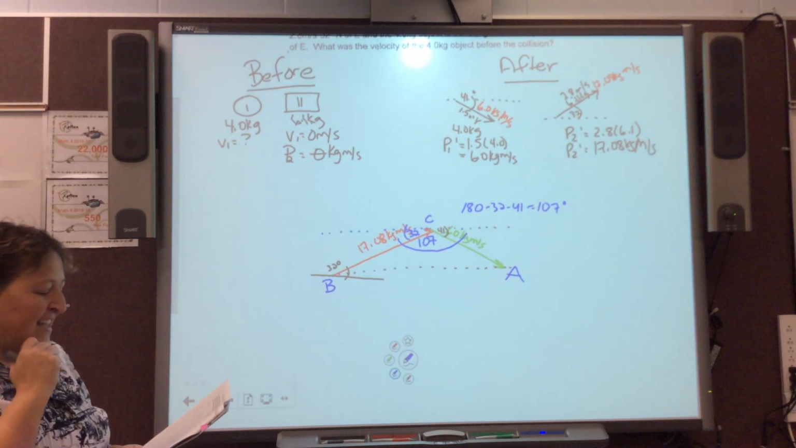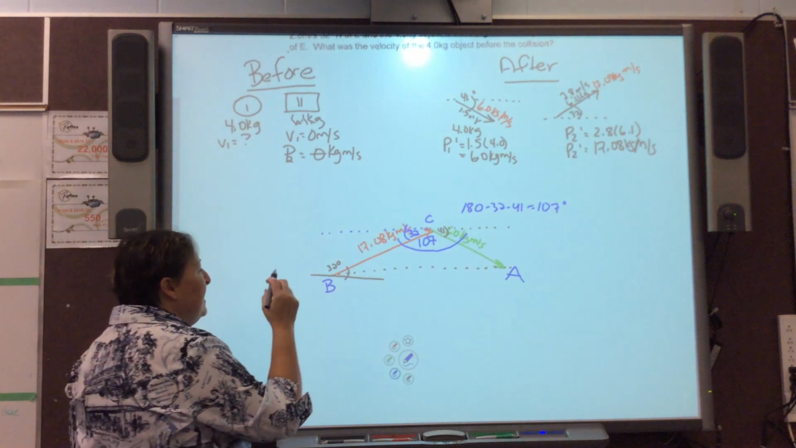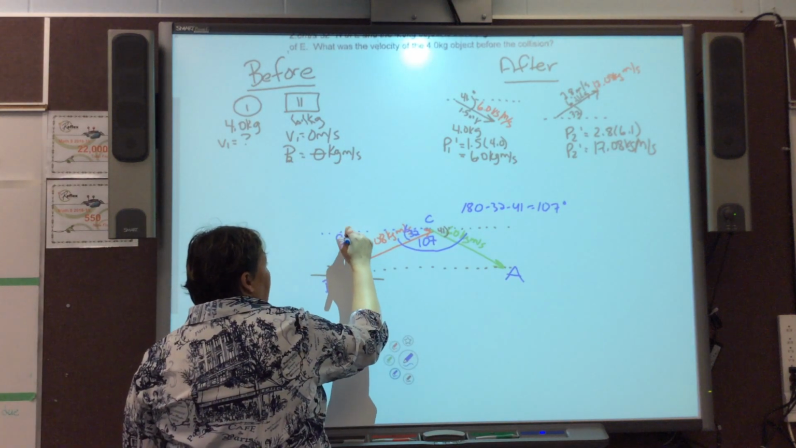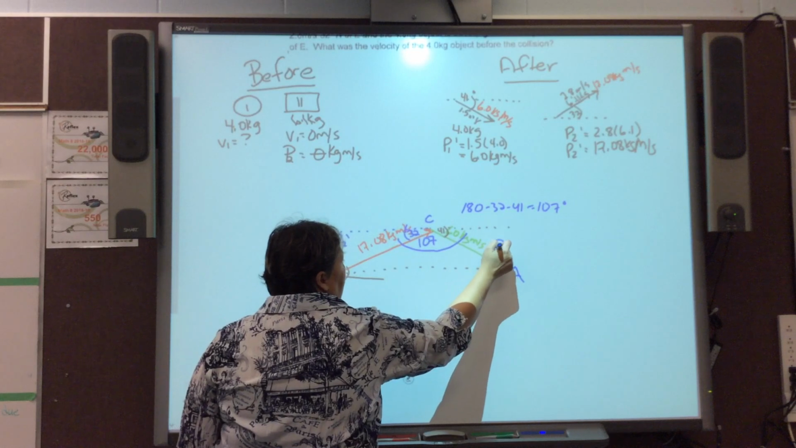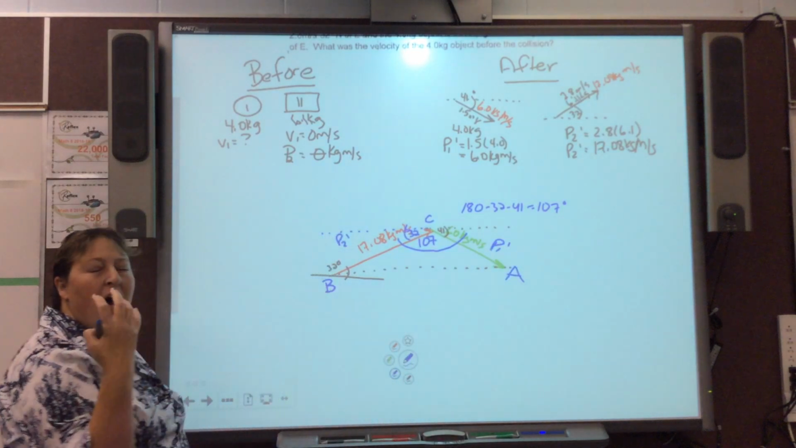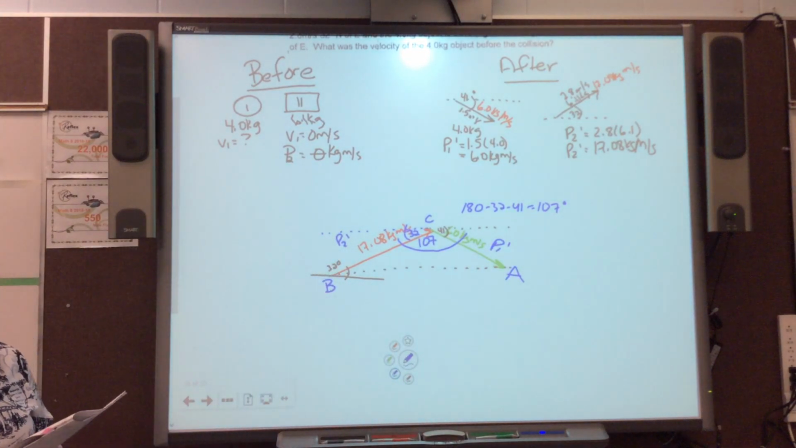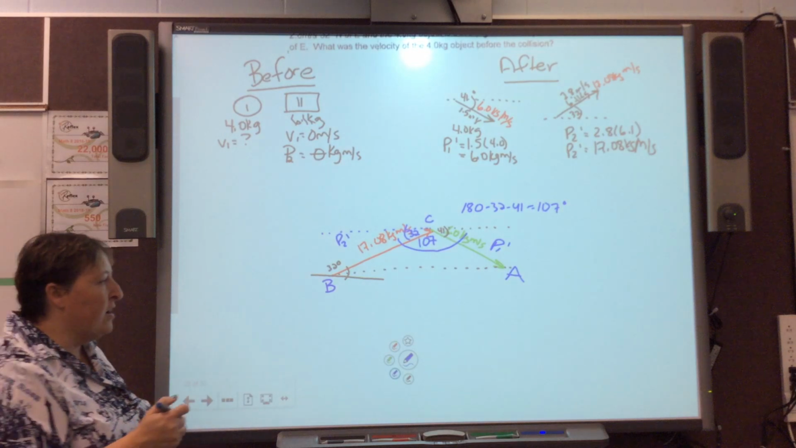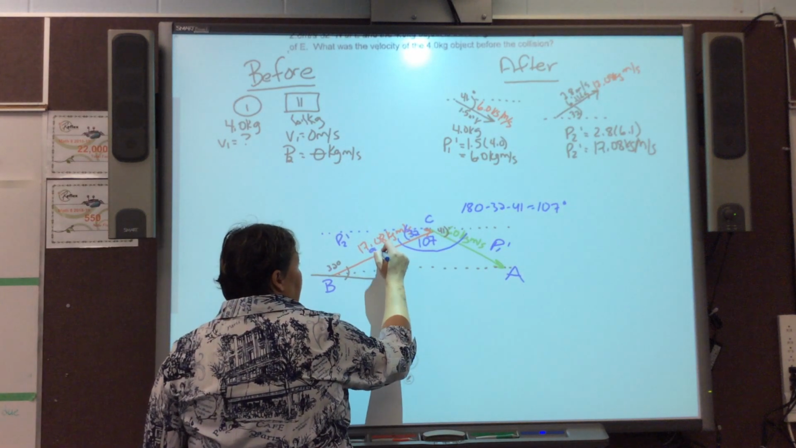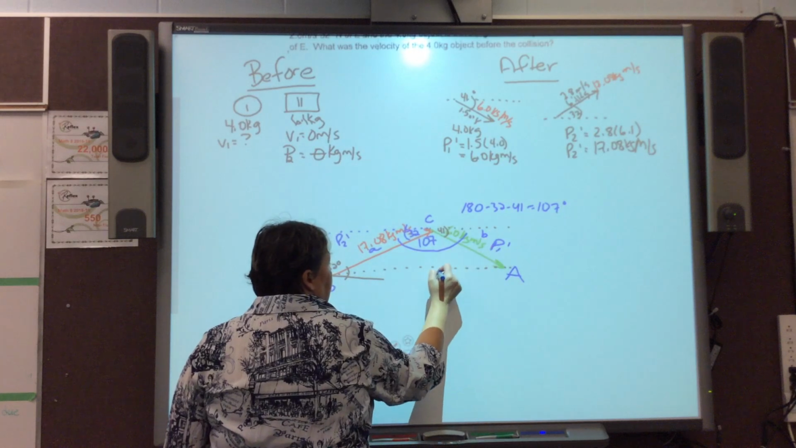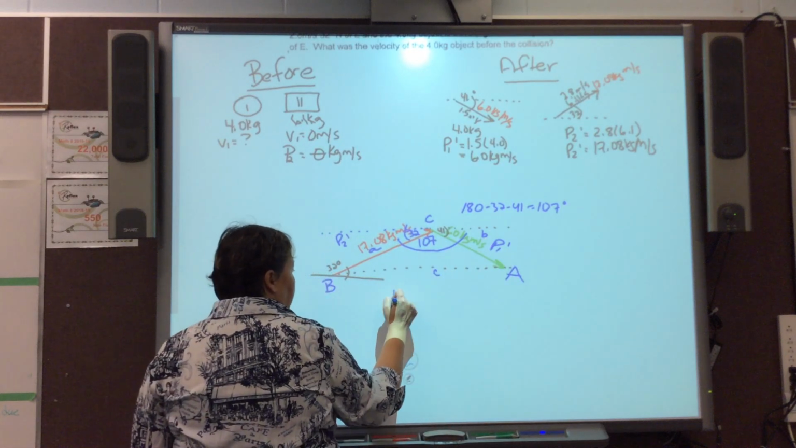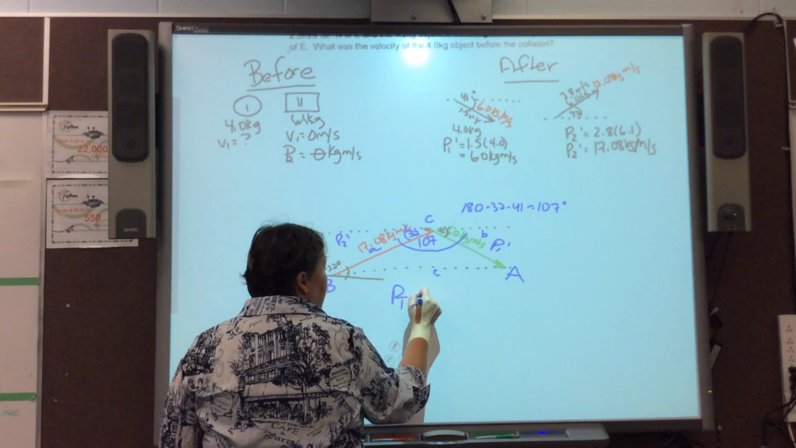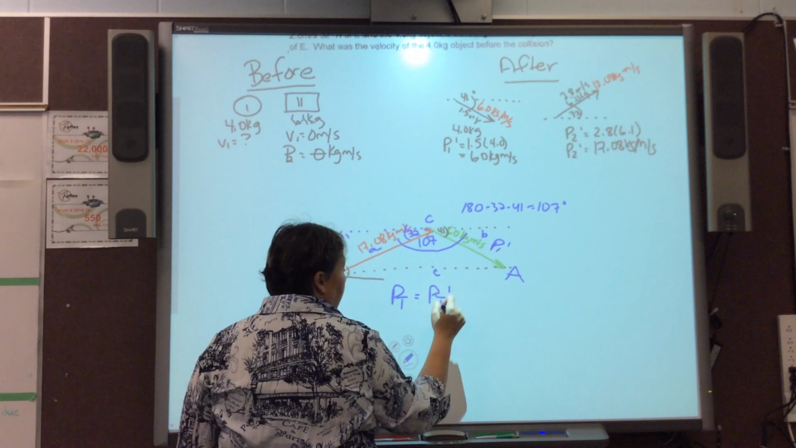Okay, that means our angle over there. This one here is P2 prime, and this one here is P1 prime. So we have a lot of information, and this is where we need to really pay attention to what's going on. This is A, this is B, and this is C. And we know that P total before is equal to P total prime after.